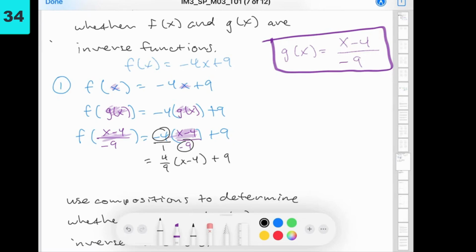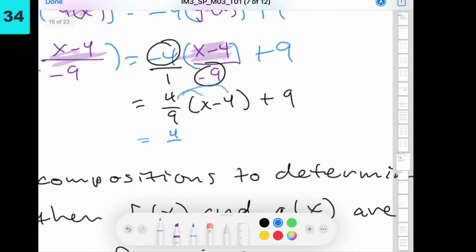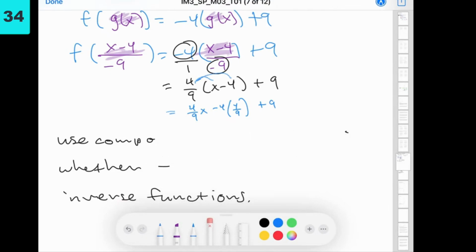Okay, this is not looking good. I mean, you could do something like this. You can distribute, so you would get 4 ninths x, and then 4 ninths times negative 4, and then you would have plus 9. Clear this out of the way.